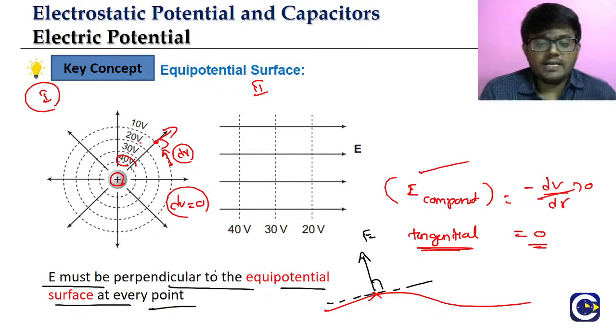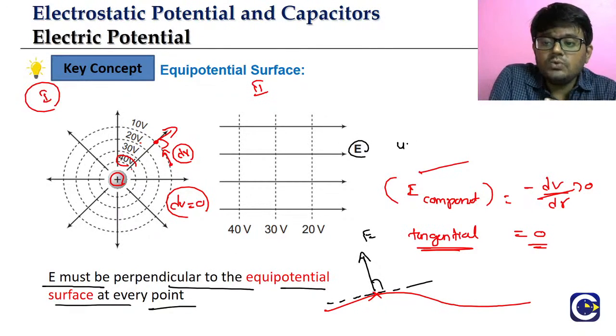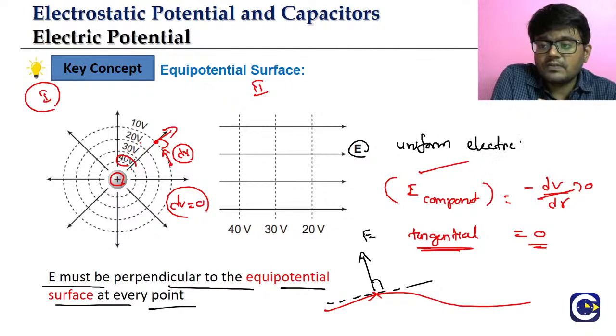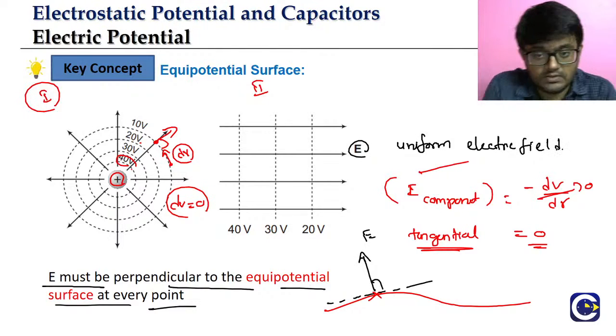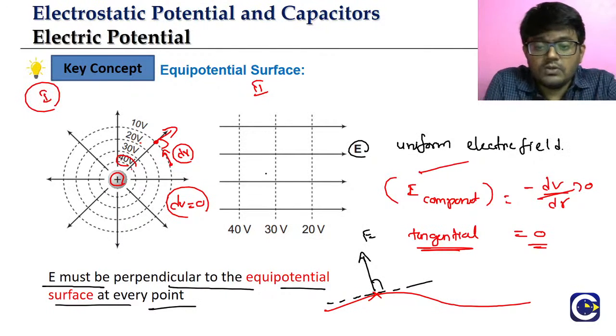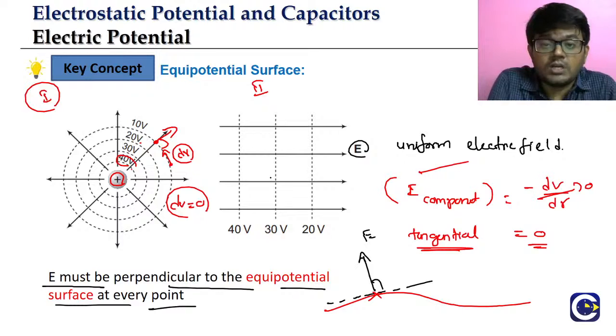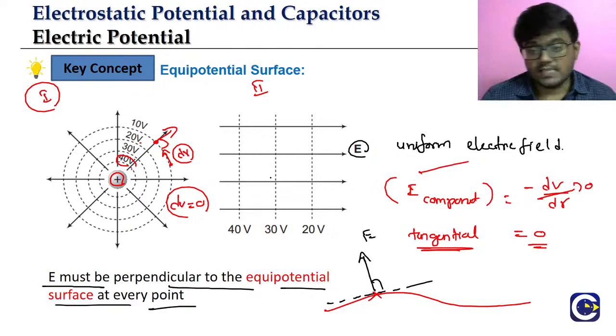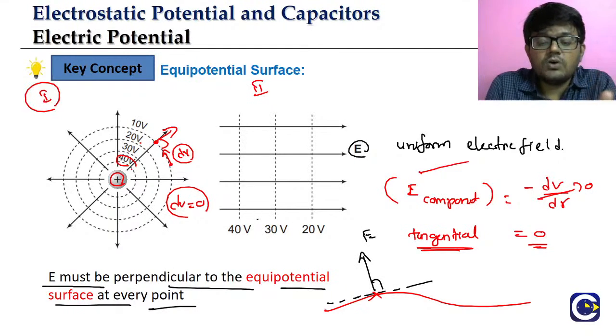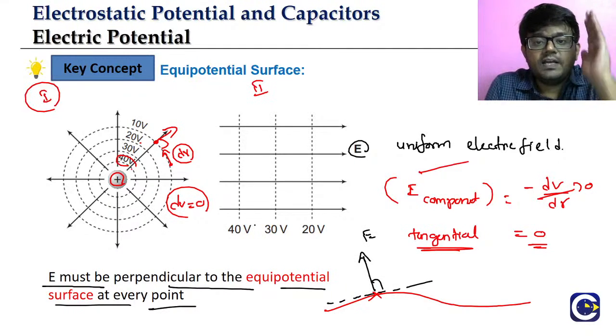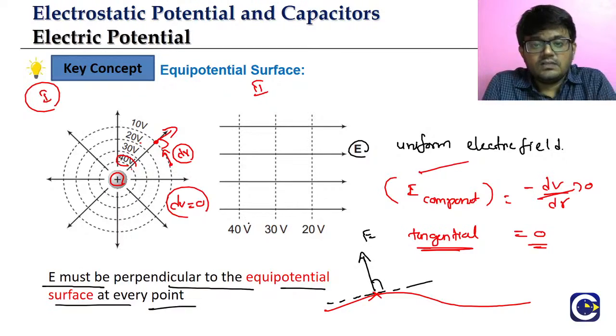If case 2, it is what? It is a uniform electric field. Case 2, it's a uniform electric field. Okay, now uniform electric field is represented by what? Straight lines which are equally spaced. Now think about the planes or surfaces which will be perpendicular to these field lines.